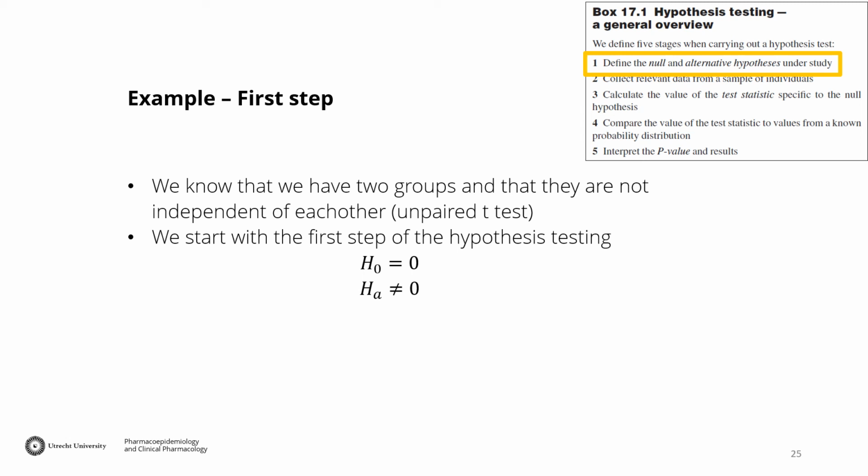We start with the first step, as I said. We define the null hypothesis. We are saying that the null hypothesis is that there is no difference between the two groups, so the difference is equal to 0. And then we have the alternative hypothesis, which is that there is a difference between the two groups, so it's not equal to 0.